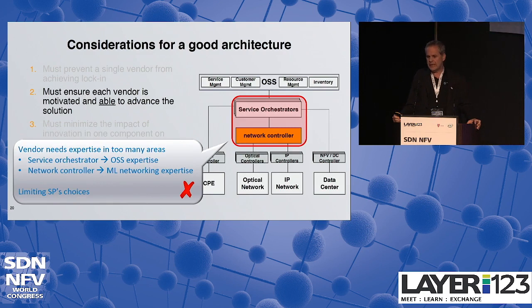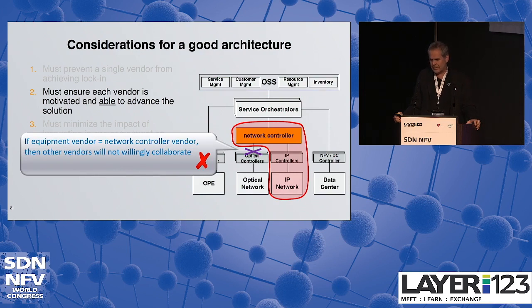Another example is trying to integrate service orchestrator and the network controller. So one big controller and orchestrator as one big beast. And that violates the second point that we made, which is not many vendors are able to play in both of these roles. This is fundamentally different expertise. OSS type service assurance and fulfillment functionality compared to network knowledge. And so it limits the number of vendors you can pick from, plus you're probably not going to get best of breed if you take one vendor to do both for you.